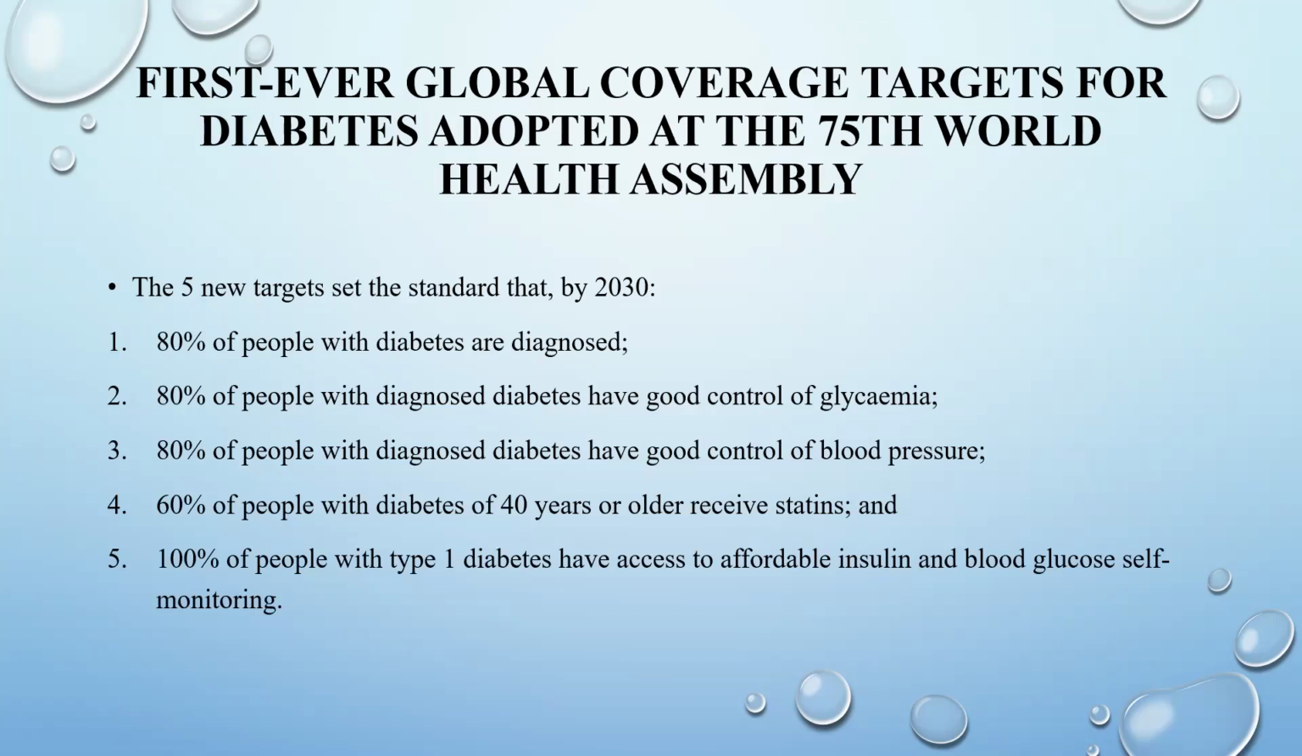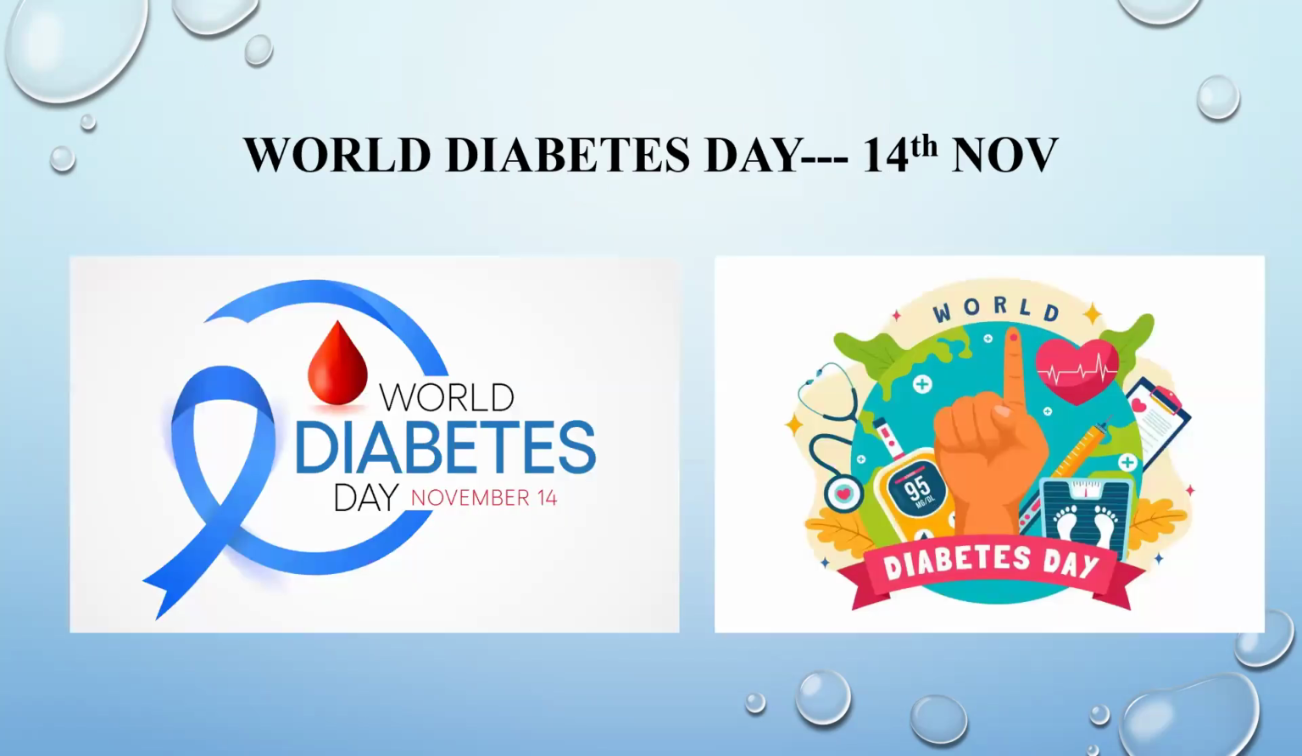The first ever global coverage targets for diabetes were adopted at the 75th World Health Assembly. The 5 new targets to be achieved by 2030 are that 80% of people with diabetes should be diagnosed. Once they are diagnosed, 80% should have good glycemic control. 80% of people with diagnosed diabetes should have good control of blood pressure as well. 60% of people with diabetes aged 40 years or older should receive statins, and 100% of people with type 1 diabetes should have access to affordable insulin and blood glucose self-monitoring.